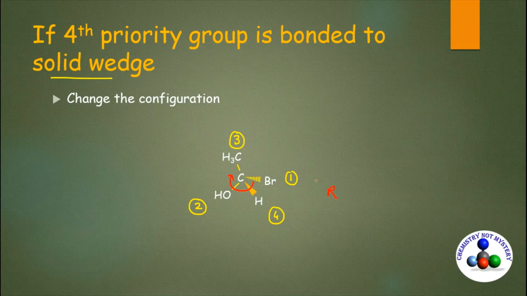But remember, we have to change the configuration because here our fourth priority is bonded to solid wedge. So that's why R will change to S. So R configuration will change to S configuration.